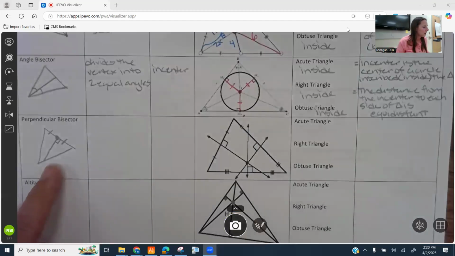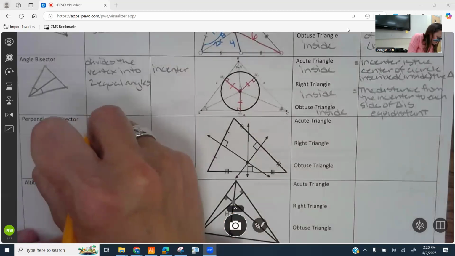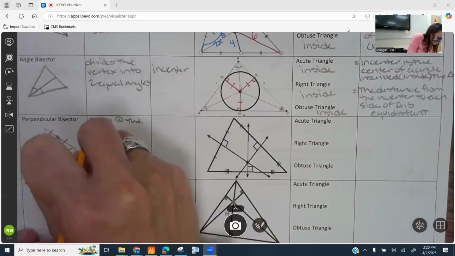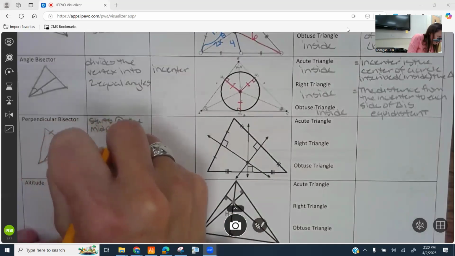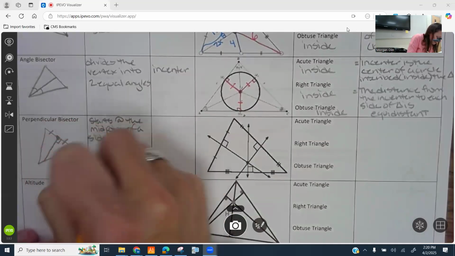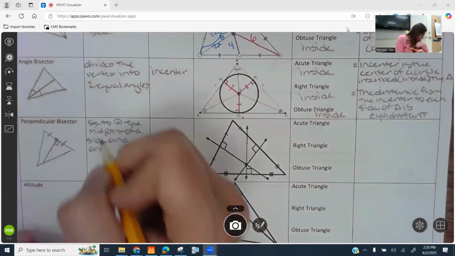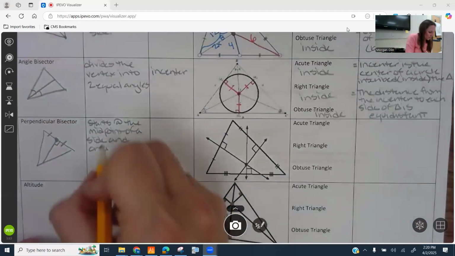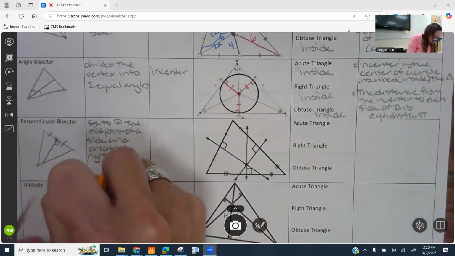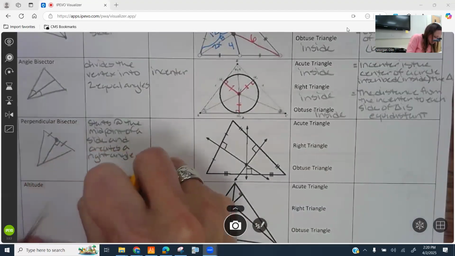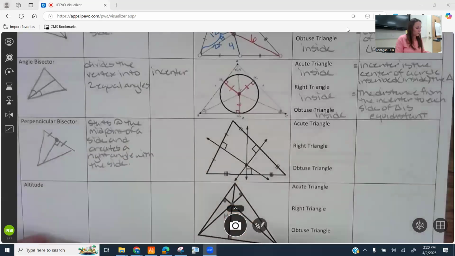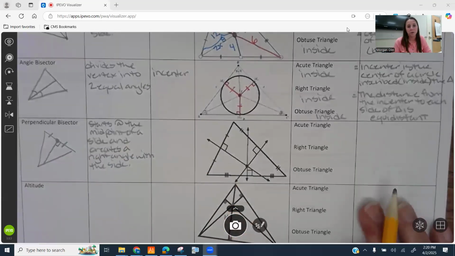All right. So basically it starts at the midpoint of a side and creates a right angle with the side. All right, and that's what we did. And again, it doesn't have to come from the vertex.